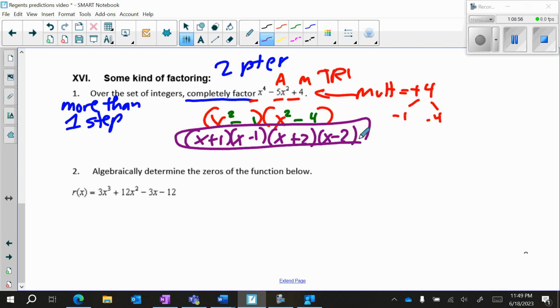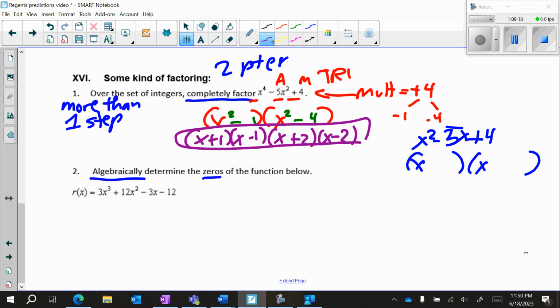So the hardest part was realizing that this is really not that bad to do. It would be like treating it as x squared minus 5x plus 4. You guys would know how to solve that one. So just know if it's x times x, it's x squared, but x squared times x squared is x to the 4th. Now the next question says algebraically determine the zeros.